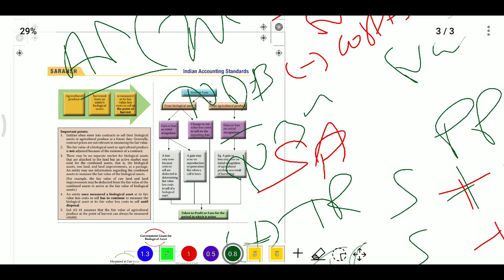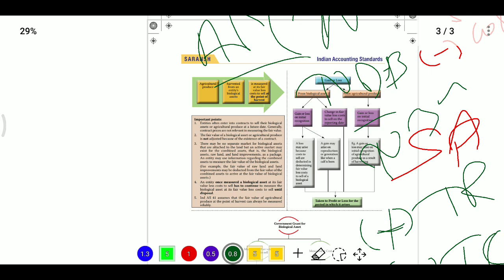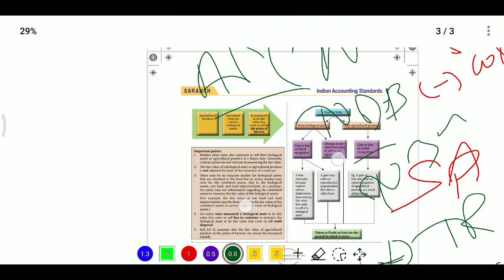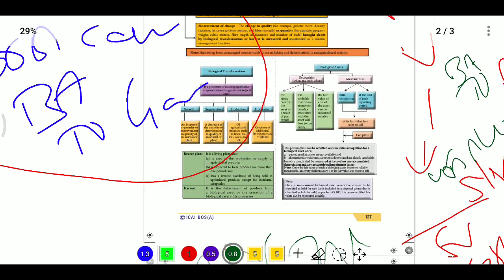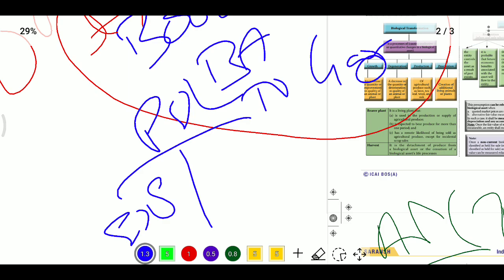Now, recognition of expenses. What are the expenses we can recognize here? Expenses incurred on biological assets for their growth, or for the purpose of their maintenance, like food cost, breeding fee, fertilizer, seeds, etc. These are also recognized as expenses in the profit and loss account.